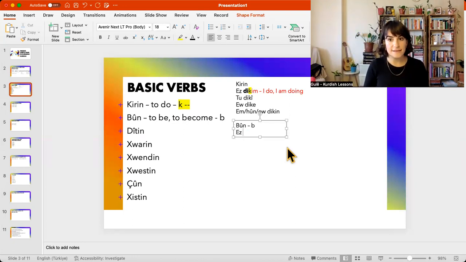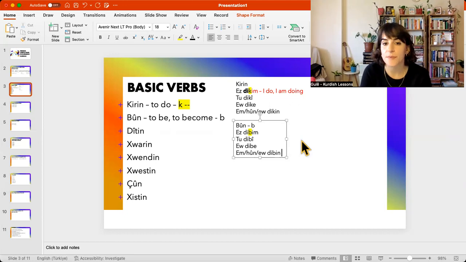As dibim, tu dibî, ew dibe, em hun ew dibin. You see, b is the stem, di is the prefix, and m is the ending. I am becoming: as dibim, tu dibî, ew dibe, em hun ew dibin. Okay, so be careful. Try to memorize this.